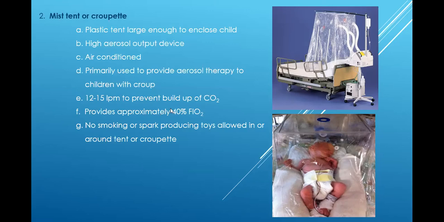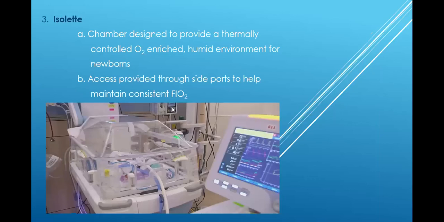That's number two, the second high flow device. The third high flow device is called an isolette, also known as an incubator. Sometimes we call it the incubator, right? It's a chamber designed to provide a thermally controlled, oxygen-rich, humid environment for newborns. You want it to feel just like mama's womb. When they're not quite ready to come out into the world, we put them in an isolette because it's heated. It's thermally controlled, oxygen-enriched, and a humid environment for newborns. And the only way you can access that baby is through holes in the sides of the isolette.